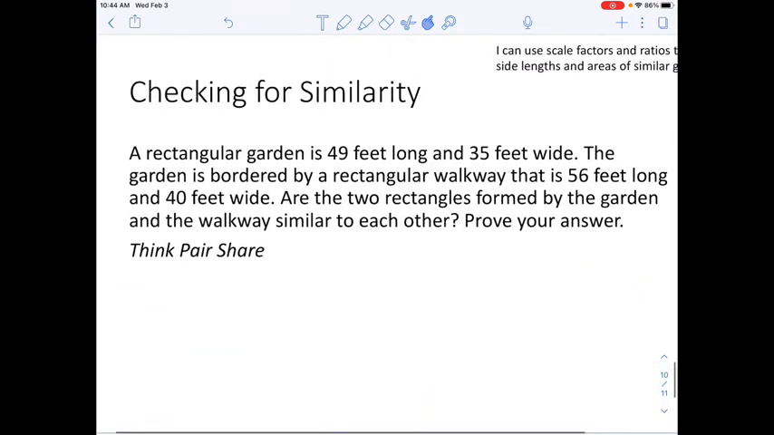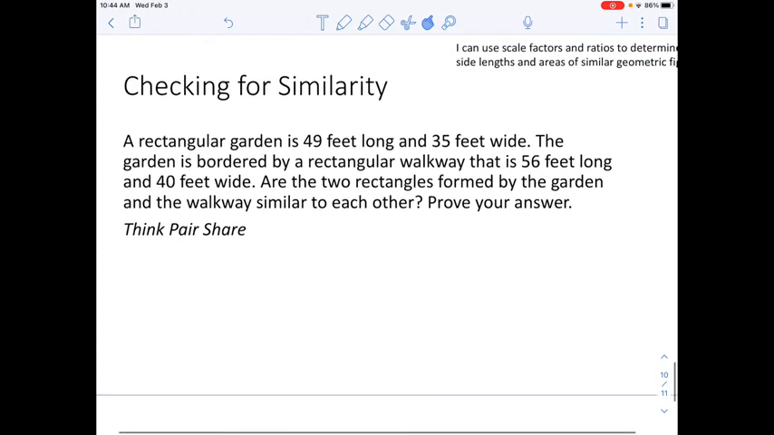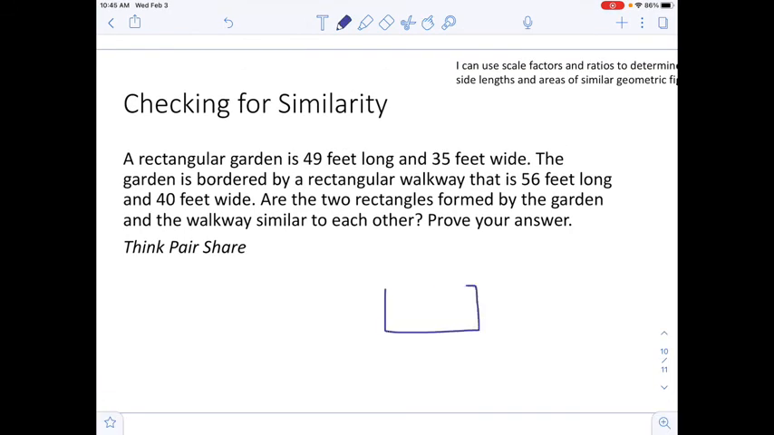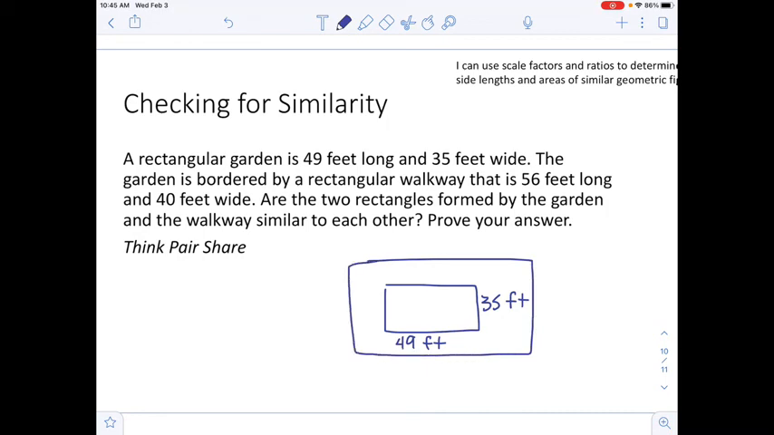Okay, our last problem here says a rectangular garden is 49 feet long and 35 feet wide. The garden is bordered by a rectangular walkway that is 56 feet long and 40 feet wide. Are the two rectangles formed by the garden and the walkway similar to each other? Prove your answer. Okay, so let's draw a picture. Here we have a garden that's 49 feet long and 35 feet wide. Okay? It is bordered by a walkway. So I'm going to draw this walkway around my garden. That's 56 feet long and 40 feet wide.